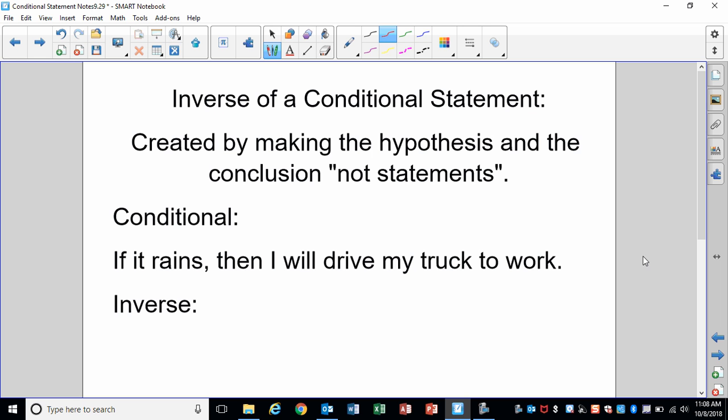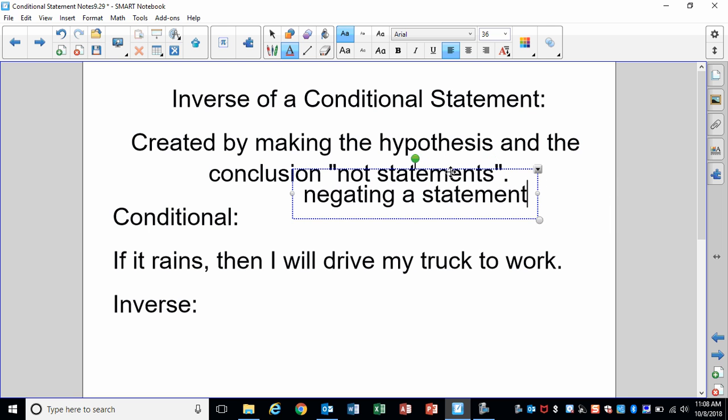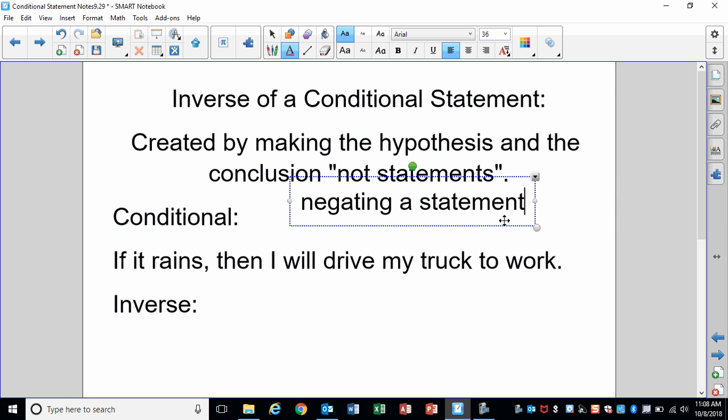When we talk about the inverse of a conditional statement, these are created by making the hypothesis and the conclusion not statements, or what we also call negating a statement. And it actually means adding or removing a not statement.